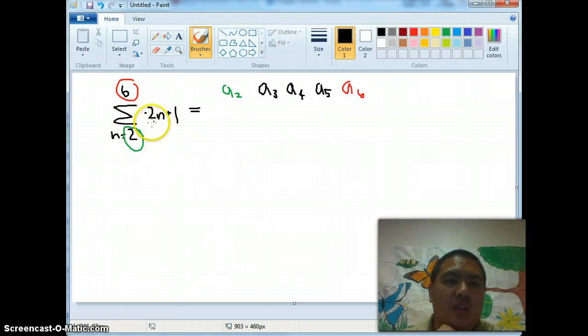The summation of negative 2n plus 1 from 2 to 6. So what that means is start with the second term, go on to the third term, fourth term, fifth term, sixth term, and just add them up.